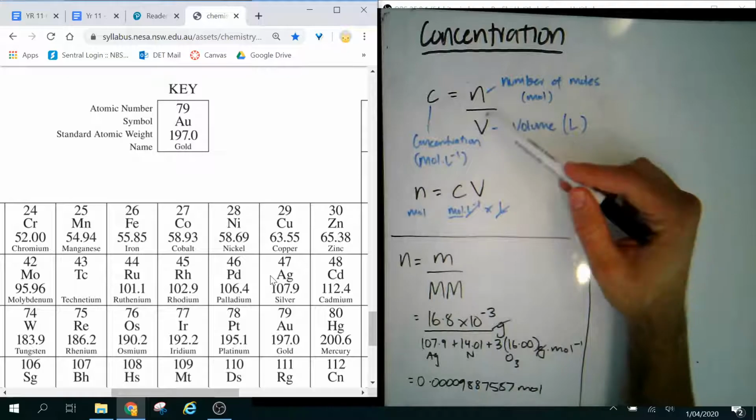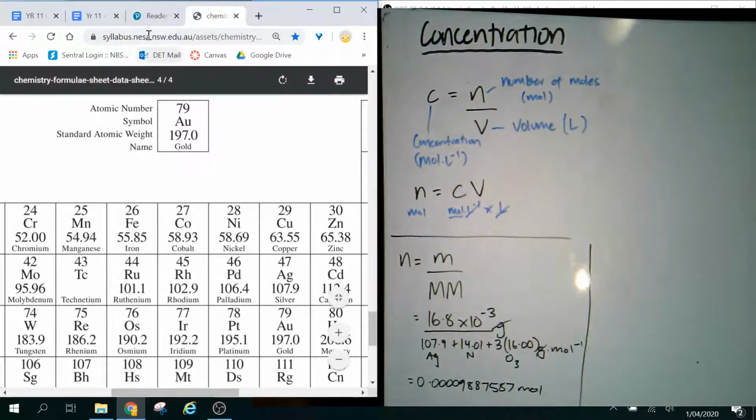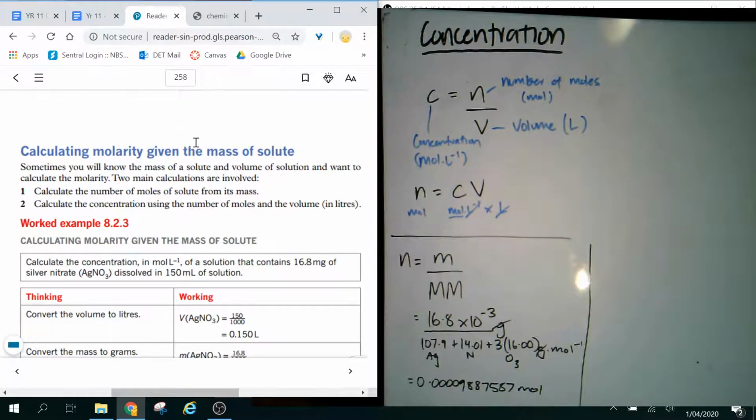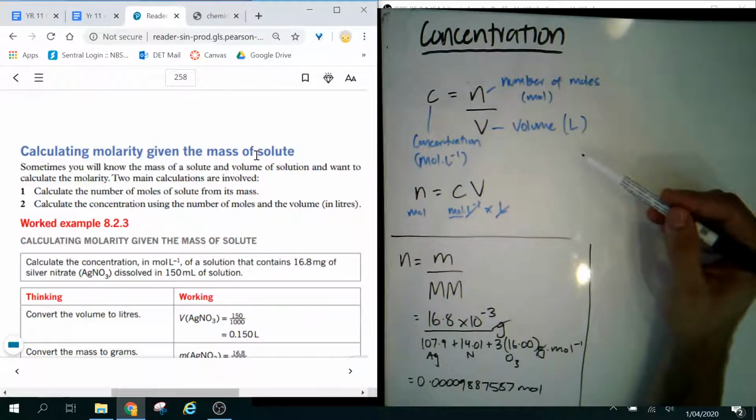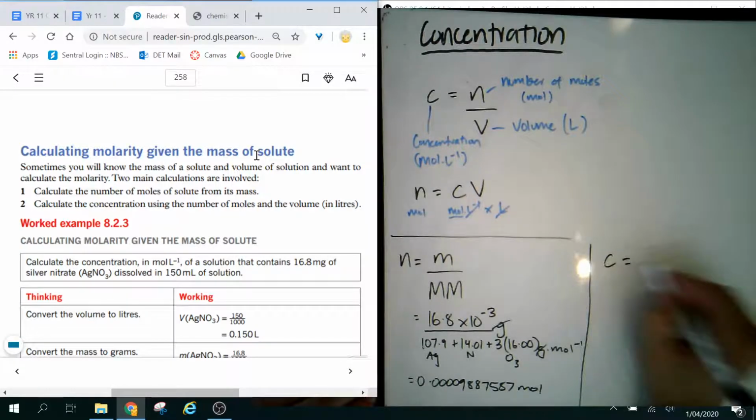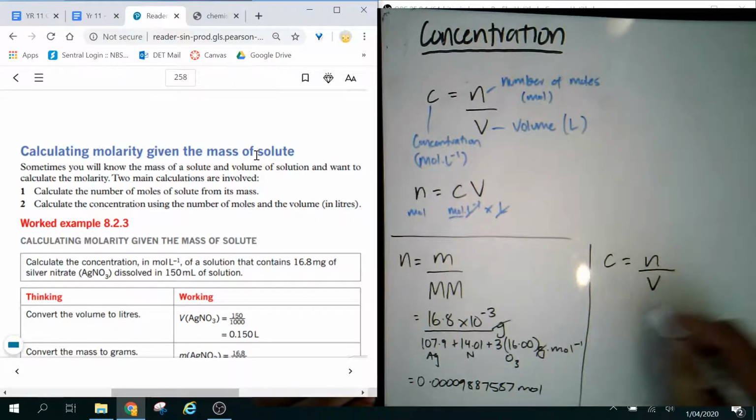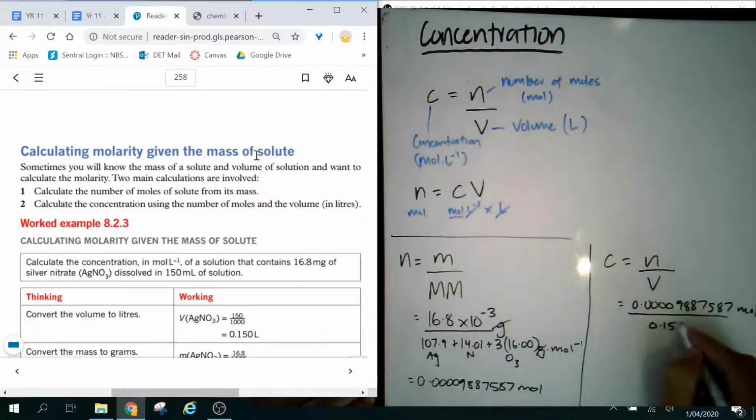Now if we go to this formula here, we know the number of moles, and we know the volume if we go back to the question. The volume from the question is 150 mL. We're going to make sure that that's in liters, otherwise we're not going to get moles per liter; we'll get moles per milliliter if we put that in. So concentration equals number of moles divided by volume. Our number of moles is 0.00009887587 moles. The number of liters we have, 150 mL, is 0.150 liters.